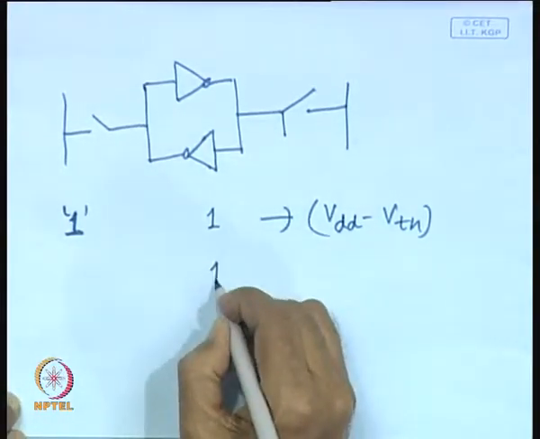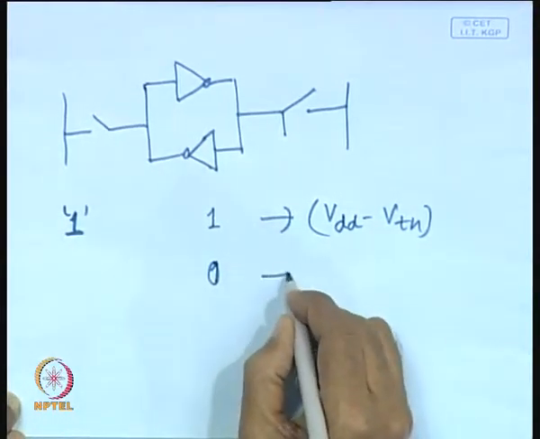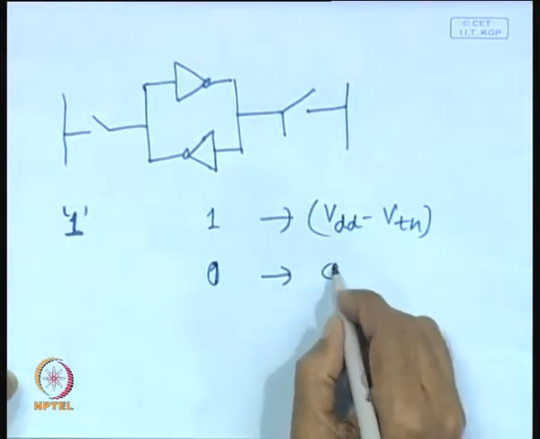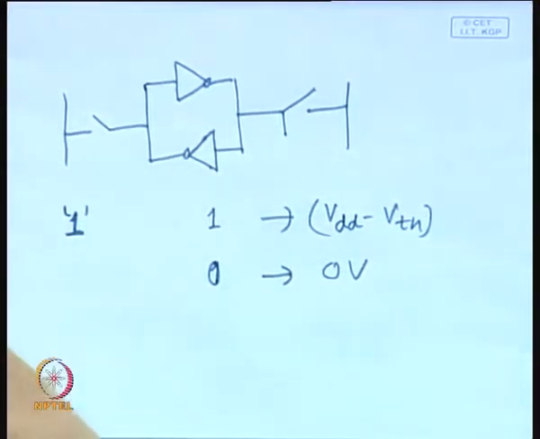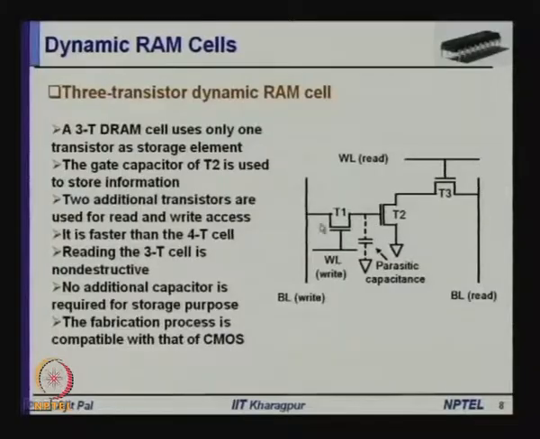On the other hand, whenever you are trying to write 0, then it will be 0 volt. This capacitor will discharge through T1, because the bit line will now be held at 0 whenever you are writing. So, this capacitor will discharge through T1. This is how the writing operation takes place, through transistor T1, by selecting it with the help of this word line WL.